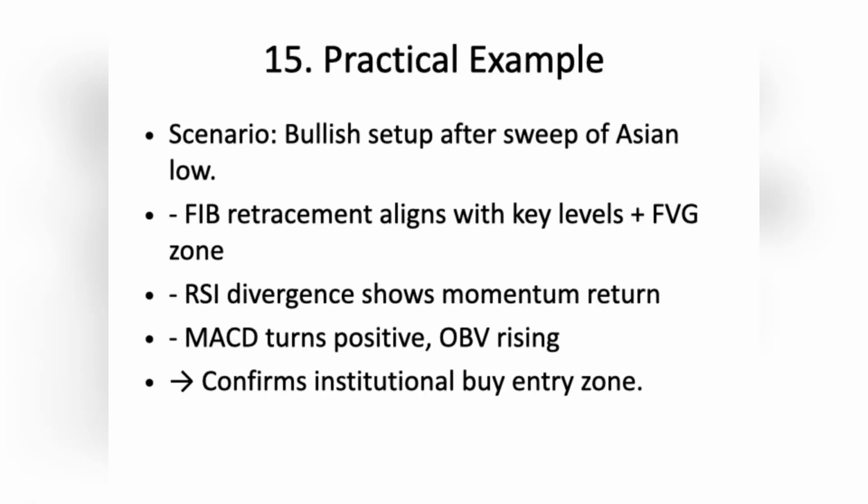Let's consider a practical example. Imagine a bullish setup after a sweep of the Asian session low. You see that the Fibonacci retracement aligns perfectly with a key level and a FVG. The RSI shows a bullish divergence, indicating momentum is returning. The MACD histogram turns positive, and the OBV line is rising. This confluence of factors strongly confirms an institutional buy entry zone.